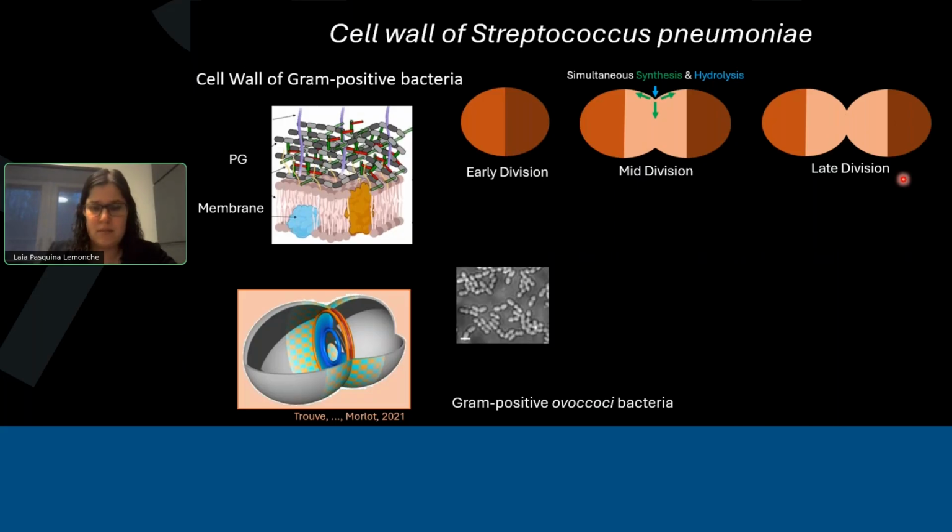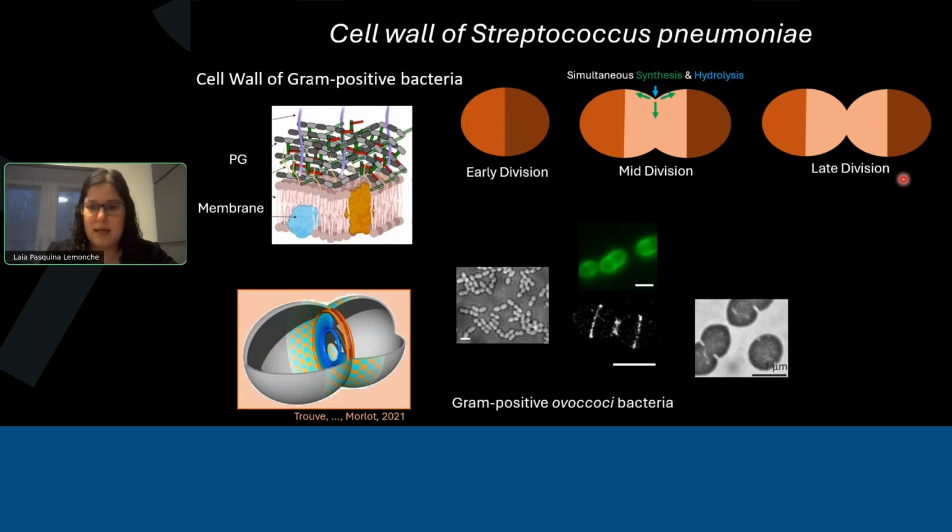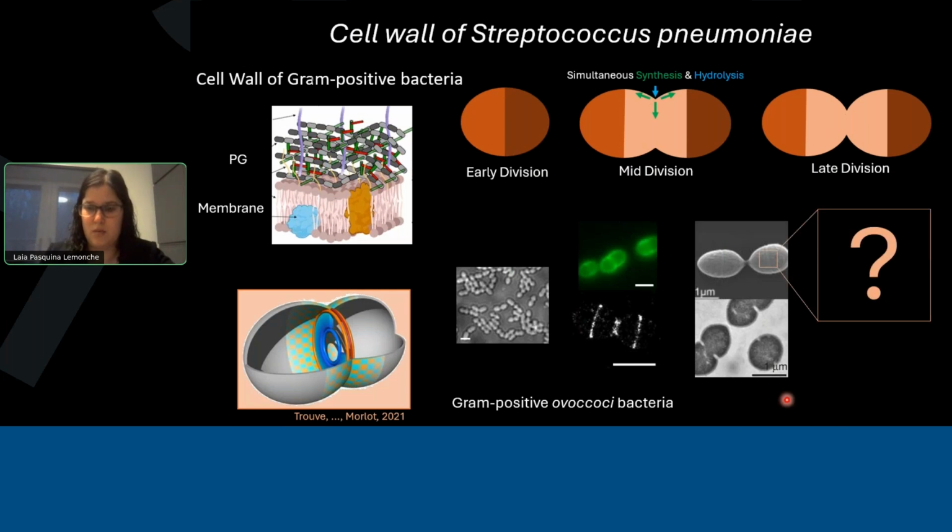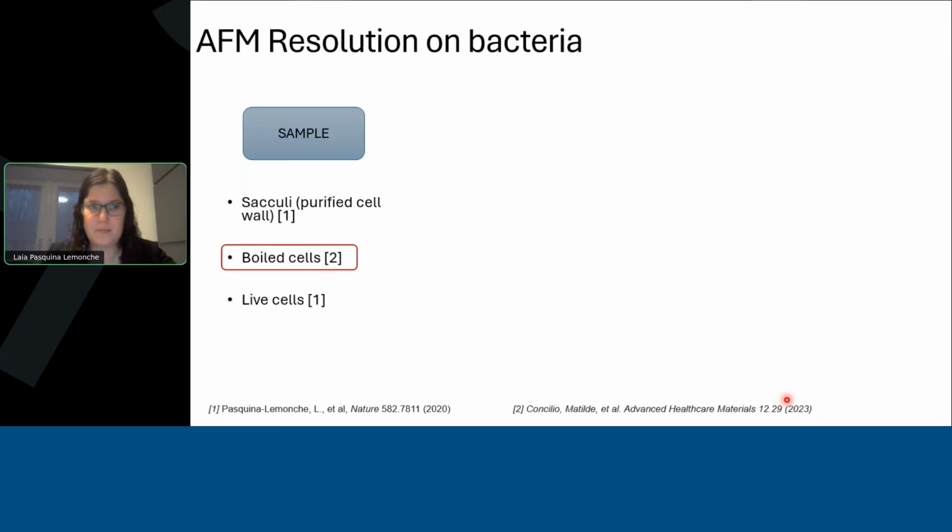So strep pneumonia has been looked at with bacterial fluorescence microscopy, STORM or super resolution microscopy, and various EM techniques. But the thing that all of these techniques cannot cover is the texture of the cell wall. So we're going to use atomic force microscopy to determine the texture of these bacteria.